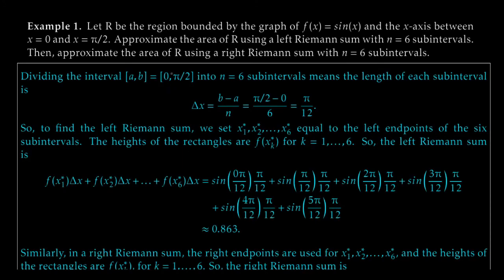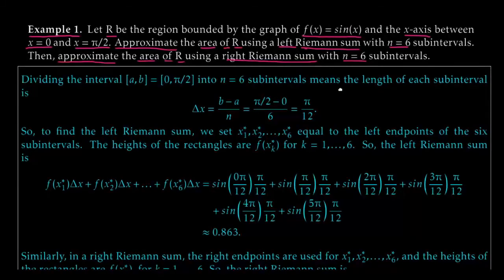Okay, so first example, example 1. Let R be the region bounded by the graph of f of x equals sine of x and the x-axis between x equals 0 and x equals pi over 2. We're going to approximate the area of R using a left Riemann sum with 6 subintervals, and then we're going to approximate the area of R using a right Riemann sum with 6 subintervals as well. So before we just jump into the straight up math, let's draw ourselves a quick picture.